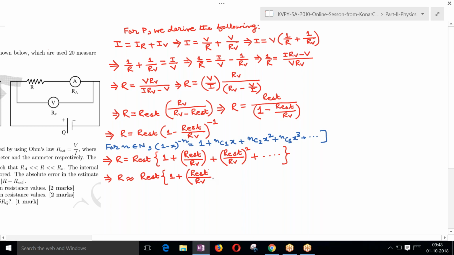Now this should give us, from here, what we can get: this means R is approximately equal to REST plus REST square divided by RV. Okay. So now from here, what can we write?